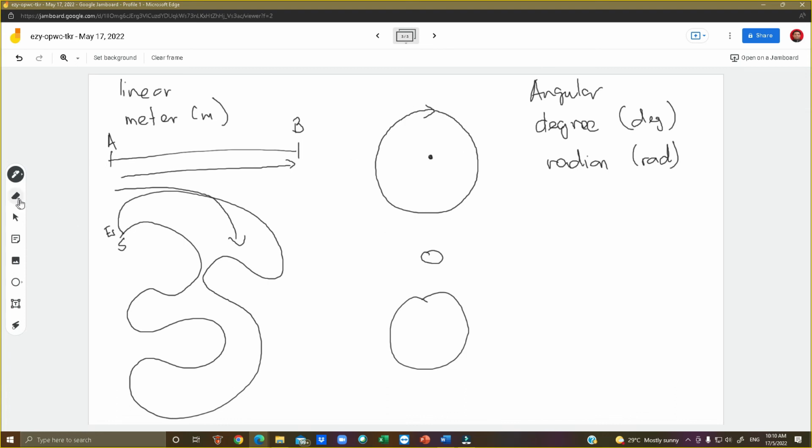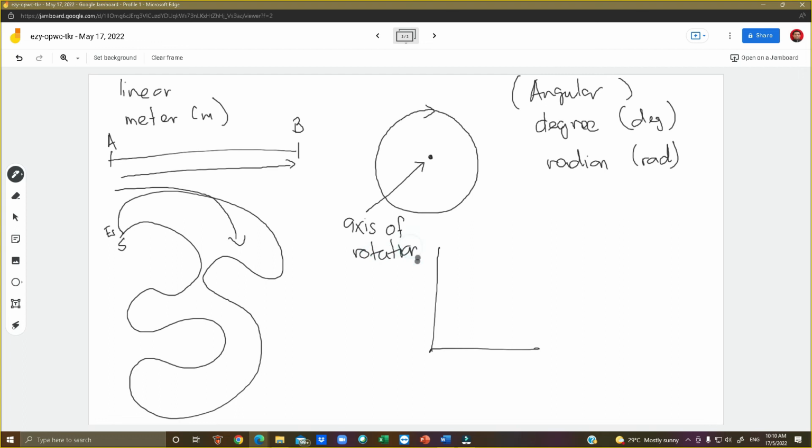For example, we take one common movement of human. Elbow flexion. Okay, kita ambil contoh mudah. We take elbow flexion. Okay, apa persamaan antara dua ni? First, when we talk about angular motion, it needs to have this one, the axis of rotation. Same goes as the movement of your hand region. So the elbow will serve as the axis of rotation.